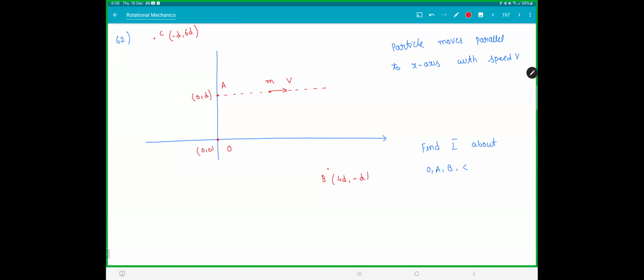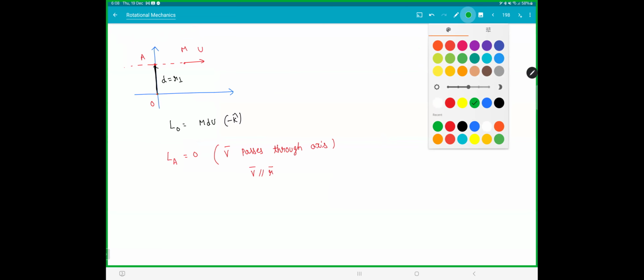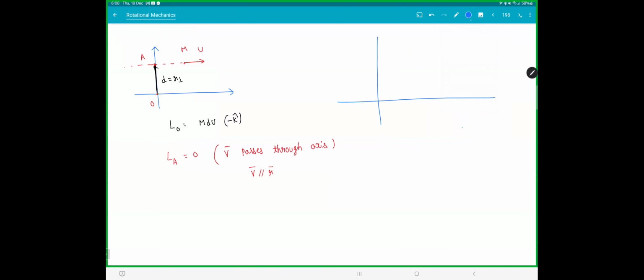Let's see. So this is the velocity. Extend the vector. B is somewhere here, which is 4D, comma minus D. From here, drop a perpendicular. This distance will be 2D. Now, if you see, this is still rotating this way only. So angular momentum about B will be M into v into 2D, minus K cap.